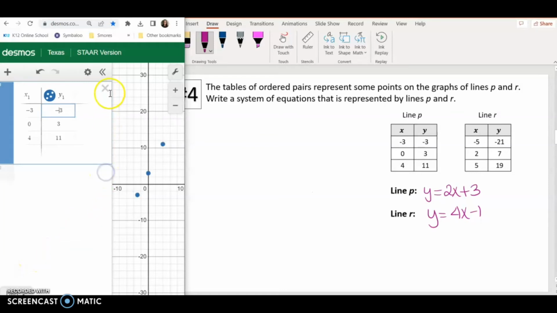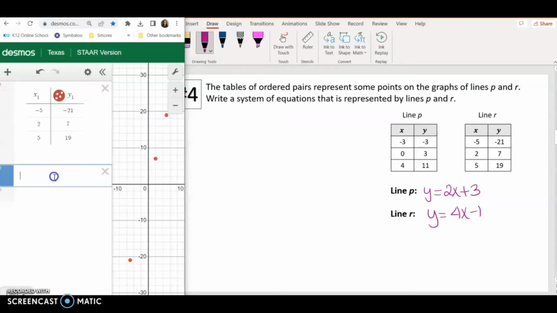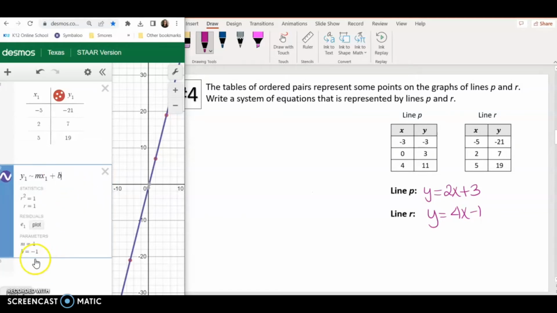Okay, we can also do the same thing with line R. So I'm going to exit out of this, click Table, and then enter the x values, and then arrow right and enter the y values, and then enter the formula y1 is approximately mx1 plus b. Okay, and then it tells you m and b are 4 and -1, so that's how we get y equals 4x minus 1.